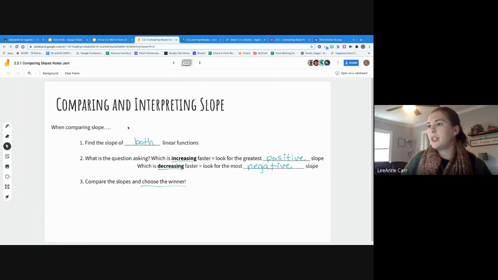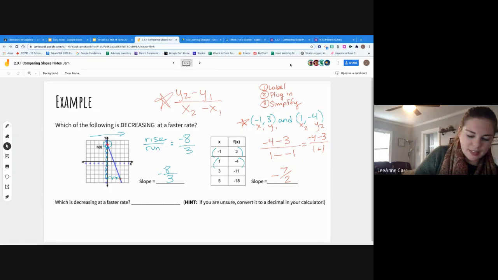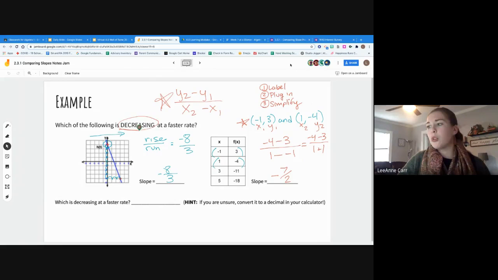Now, let's look back at what we have to do. So, we did step 1, which says find the slope of both functions. Step 2 says to determine what the question's asking. So, is it positive or negative? If I look back at my question here, it wants to know which one is decreasing at a faster rate. So I am looking for the biggest negative slope, okay? All right, so I have -8/3, -7/2.